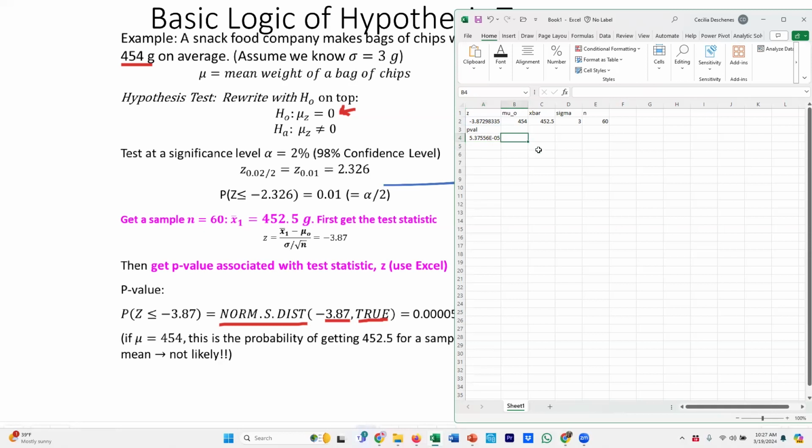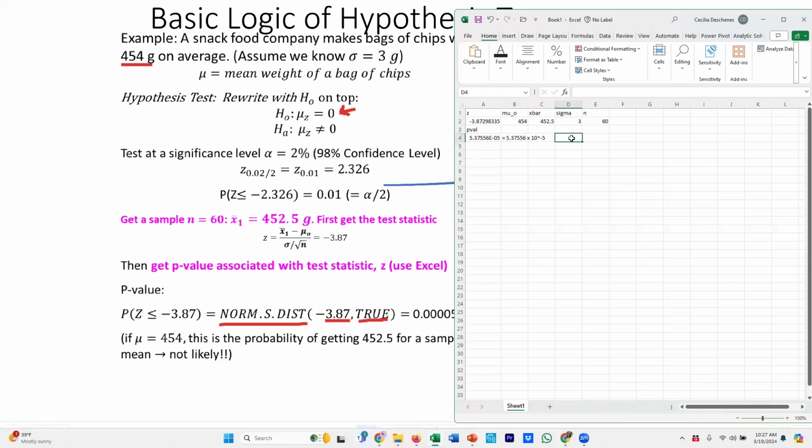I just want to make sure you can read the scientific notation because this throws a lot of people off. What it's trying to say is that this is equal to 5.37556 times 10 raised to the negative 5. Right? So that's what that means. And that's how Excel is expressing that.